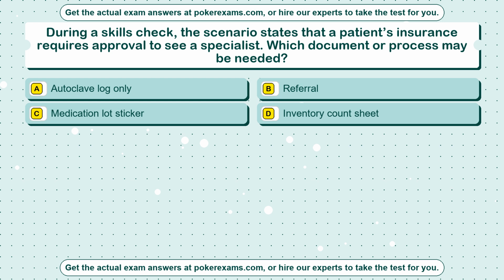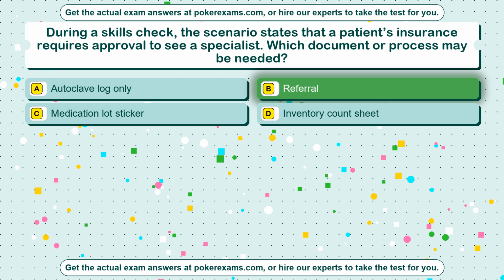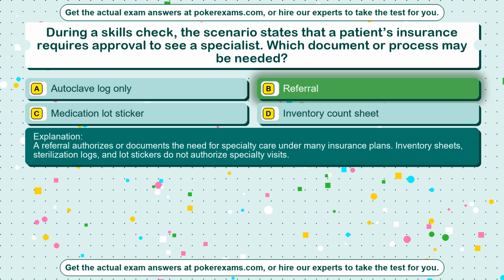Option A, autoclave log only. Option B, referral. Option C, medication lot sticker. Option D, inventory count sheet. The correct answer is option B, referral. A referral authorizes or documents the need for specialty care under many insurance plans. Inventory sheets, sterilization logs, and lot stickers do not authorize specialty visits.